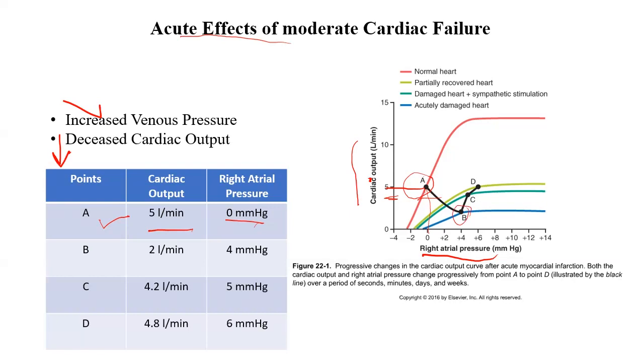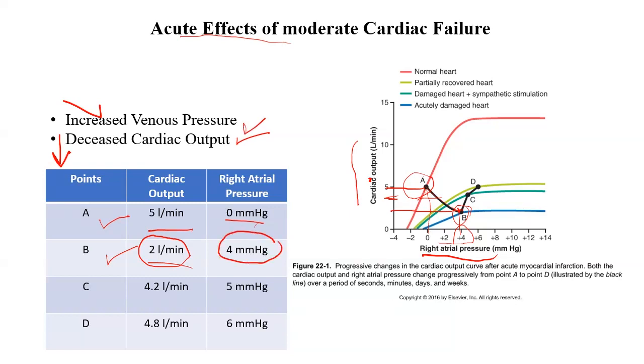At point B, you can see a decreased slope. From A to B, there is a decrease in the slope, and it shows a plateau that can suggest that at point B there is an increase in the right atrial pressure. It's clear that it's plus 4 mm of Hg, and at point B you can also see that the cardiac output is less than 5, almost half. It's 2 liters per minute. On the table you can see that point B suggests a decrease in the cardiac output.